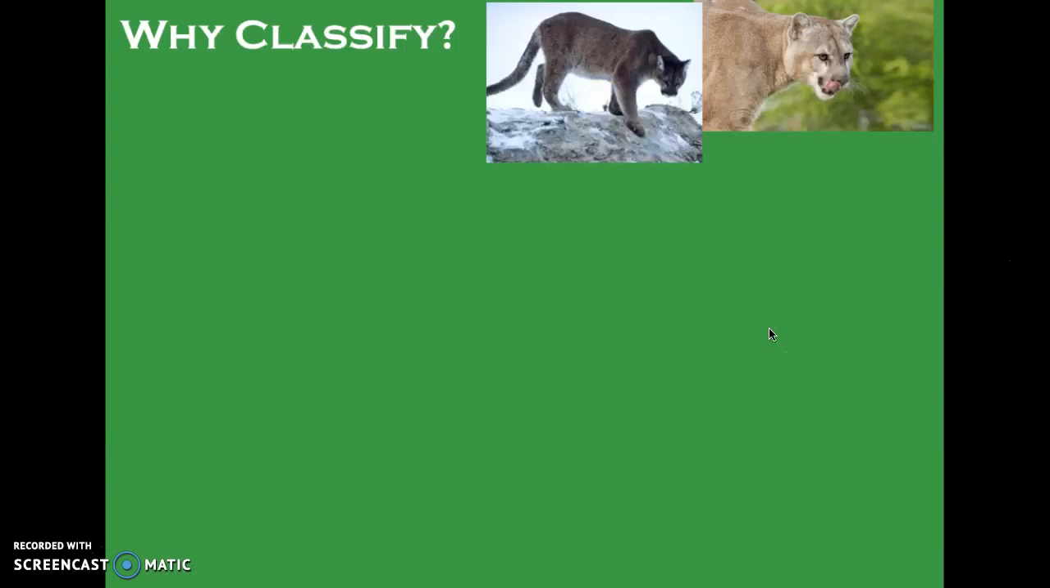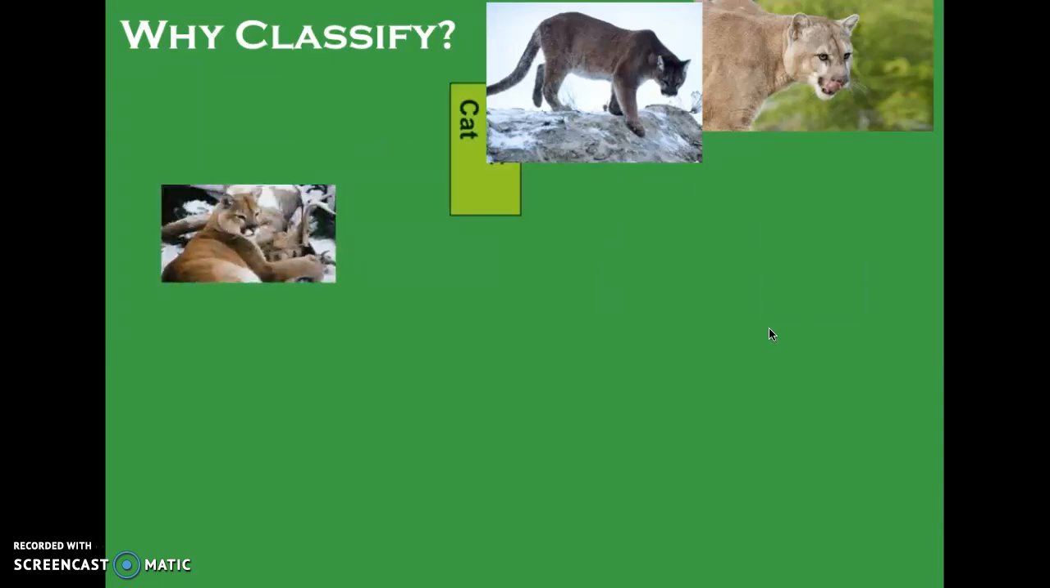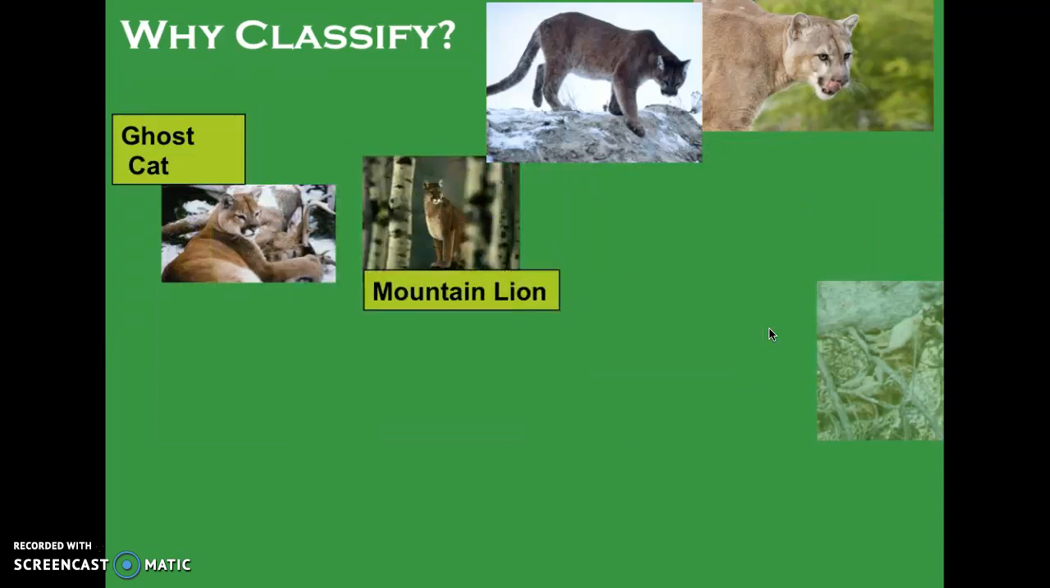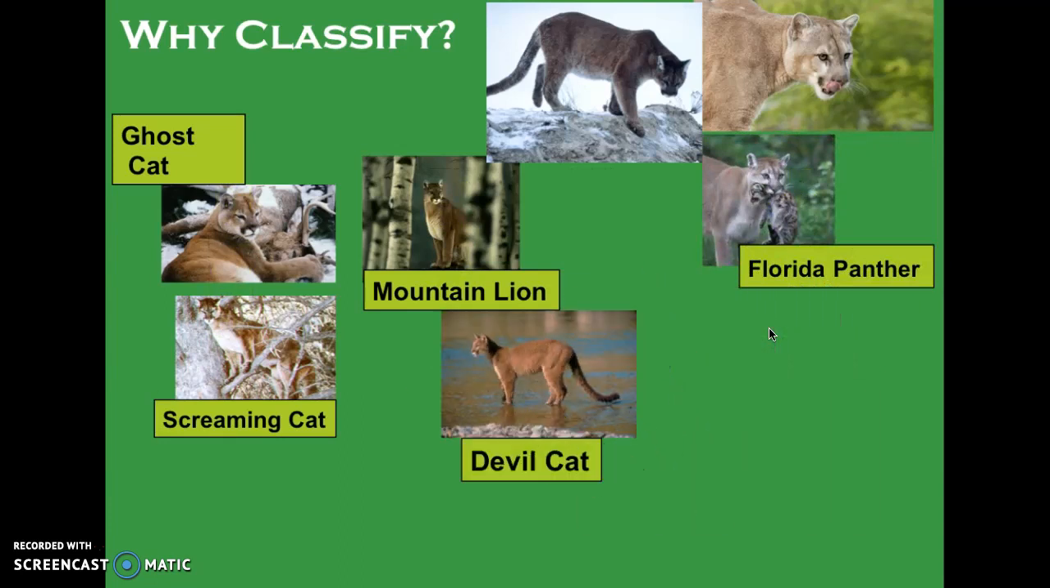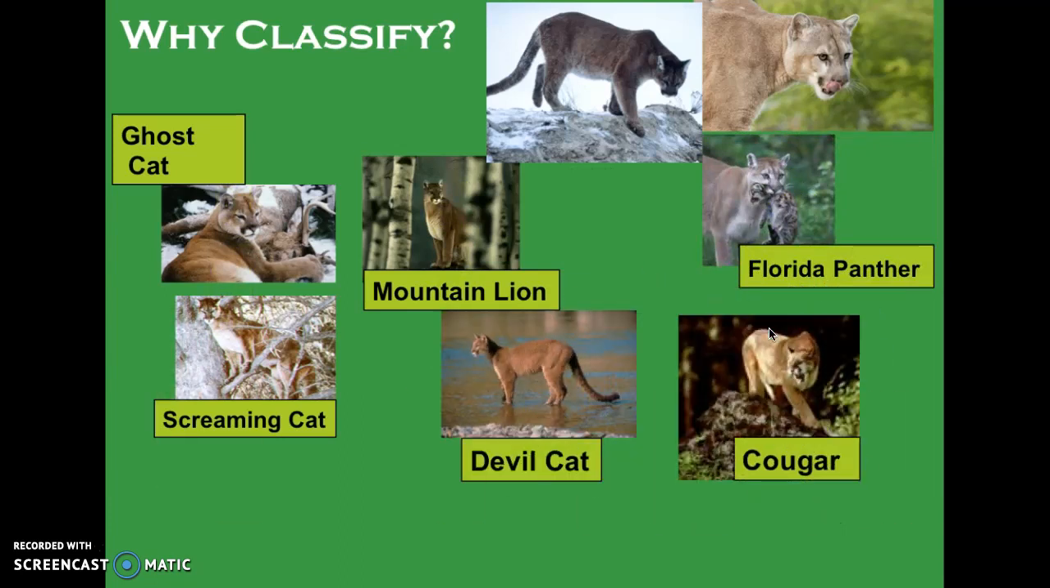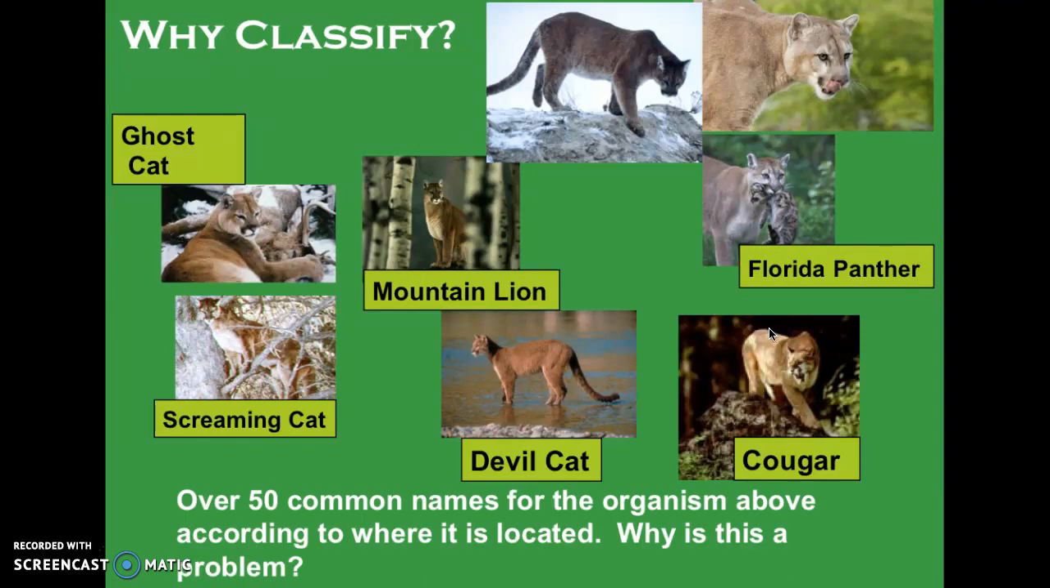All right, so why do we classify animals, plants, any kind of species? This chapter is going to talk about taxonomy and the classification of species. If you have ever seen this animal, you may have heard of one of these names. It's called the mountain lion. It's called the puma, the cougar, the catamount, the Florida panther, the devil cat, the screaming cat, and the ghost cat, depending on where it's located. Actually, there are 50 common names for the mountain lion.